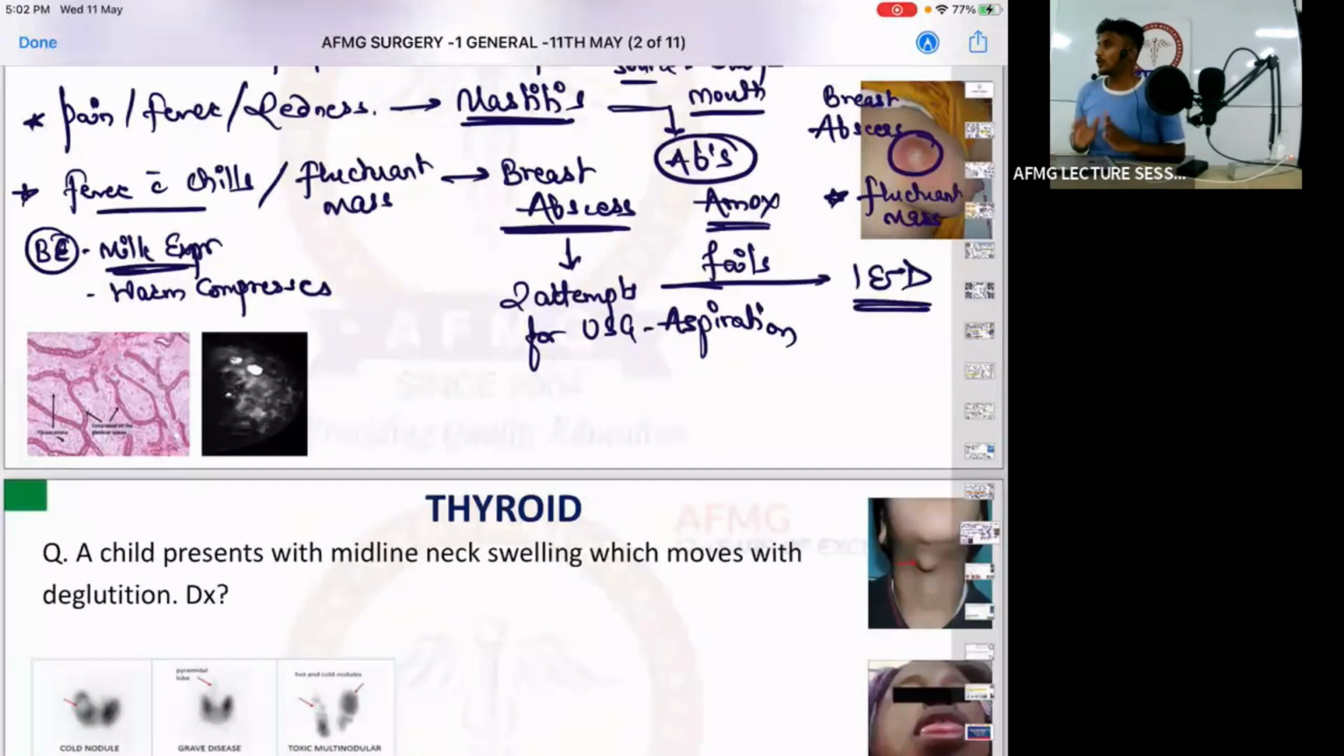So what is the treatment of choice for breast abscess? Ultrasound guided aspiration. एक बार करा, वापस करो. दूसरी बार करा, अगर अभी भी वापस accumulation है, then now you will do incision and drainage. So how many attempts of ultrasound guided aspiration? 2. After that you will do incision and drainage along with antibiotics definitely in the patient.